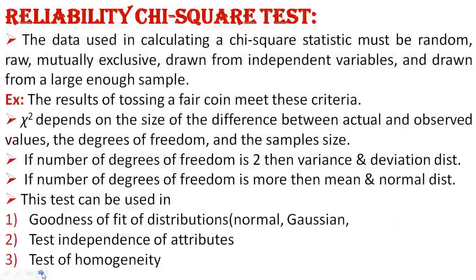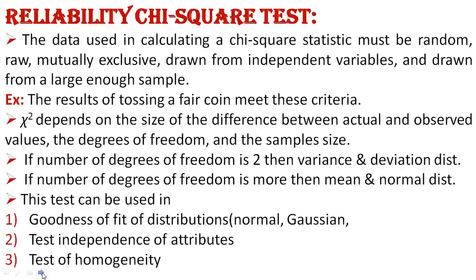For the reliability of the chi-square test, the data used in calculating the chi-square statistic must be randomly drawn, mutually exclusive, drawn from independent variables, and drawn from a large enough sample. Example: the tossing of a fair coin.